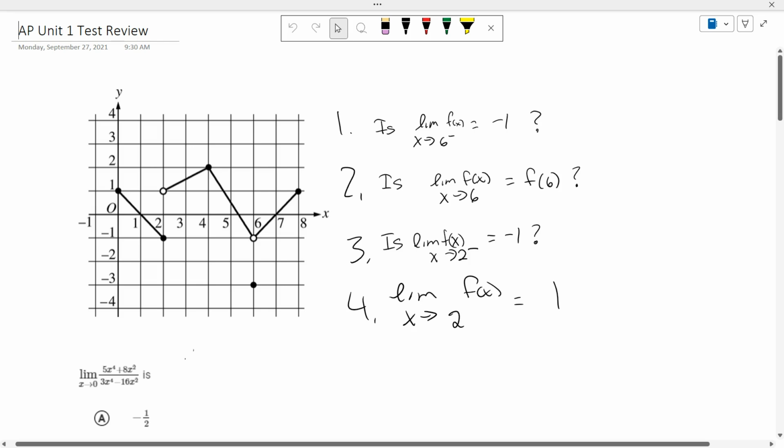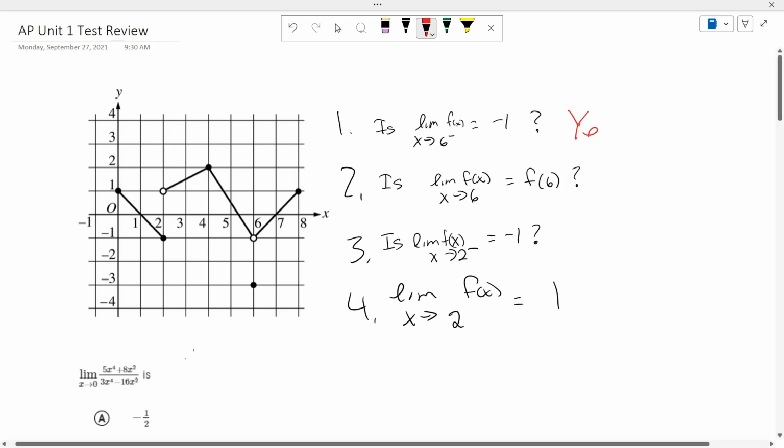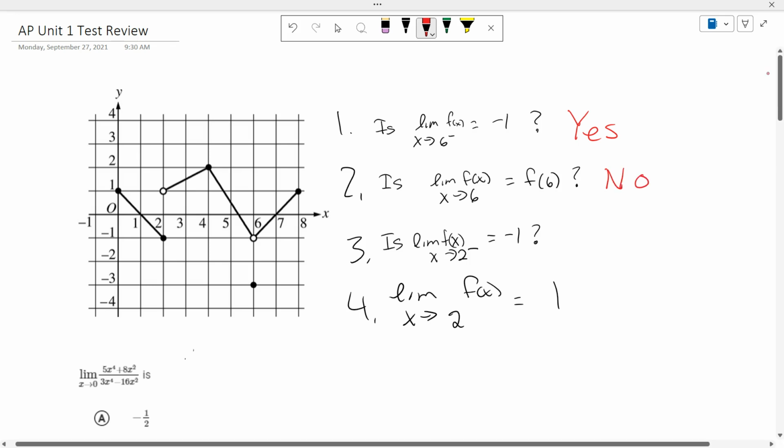All right, so looking at this graph, is the limit of f of x as x goes towards 6 from the left negative 1? Garrett says sure. That doesn't sound like a very good answer. I want a yes or no. Yes, it does. Is the limit as x approaches 6 the same as the value of f of 6? No, because the value at f of 6 is negative 3. The limit as x approaches 6 is negative 1.